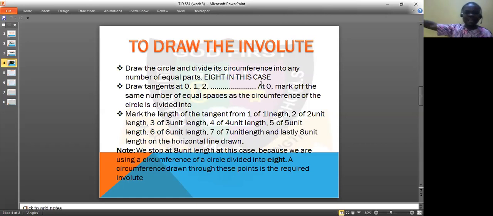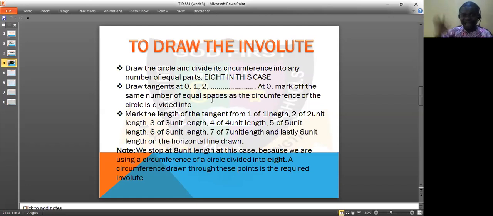Then you take a straight line with your T-square. Then the radius, or the distance, the space between each of the points, is marked off there. That is what you are saying. Draw tangent at O, 1, 2, and so many others. At O, mark off the same number of equal spaces as the circumference of the circle. The circumference was divided into 8. Then that tangent I also divided into 8. That is 1, 2, 3, 4, 5, 6, 7, and then 8. That is the tangent, the straight line that is drawn at point O, going up.